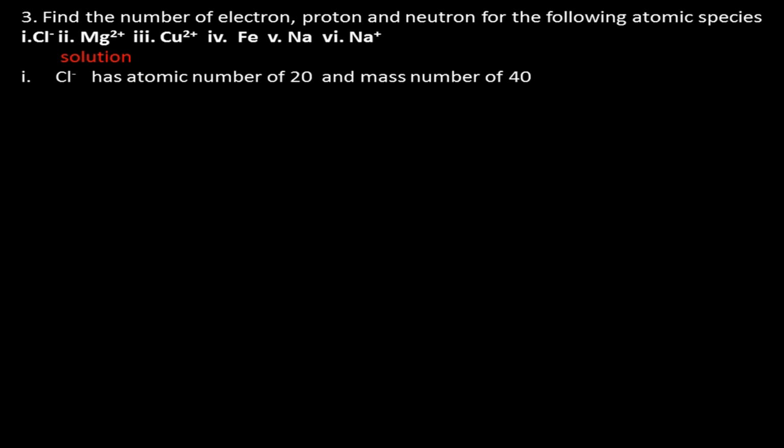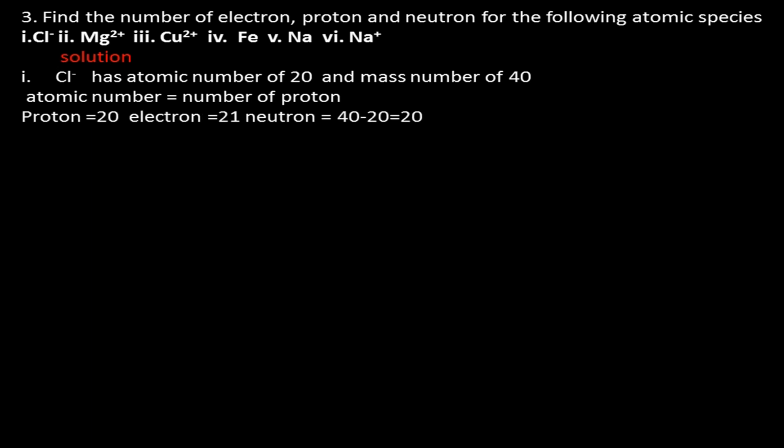Solution: chlorine ion has atomic number of 20 and mass number of 40. So from the periodic table, you can get this value. The atomic number for chlorine is 20 and the mass number is 40. So atomic number equal to number of proton. So if the atomic number is 20, that means proton number equal to 20.